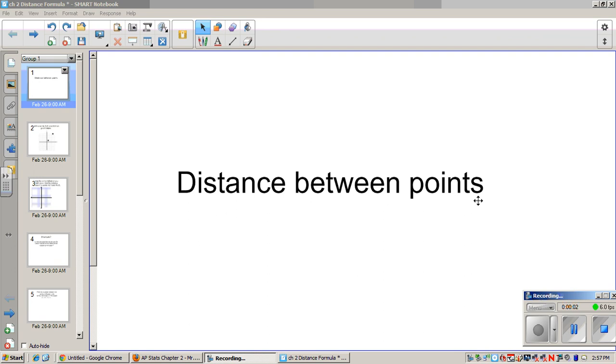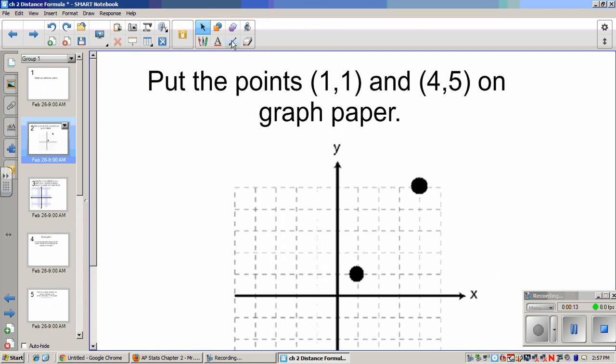All right, welcome to Chapter 2, the distance between 2 points. Today we're going to learn about the distance formula, which is to find that distance. Now if we put the points (1, 1) and (4, 5) on a piece of paper, and we connect them with a line, it's very difficult to just find this exact value.